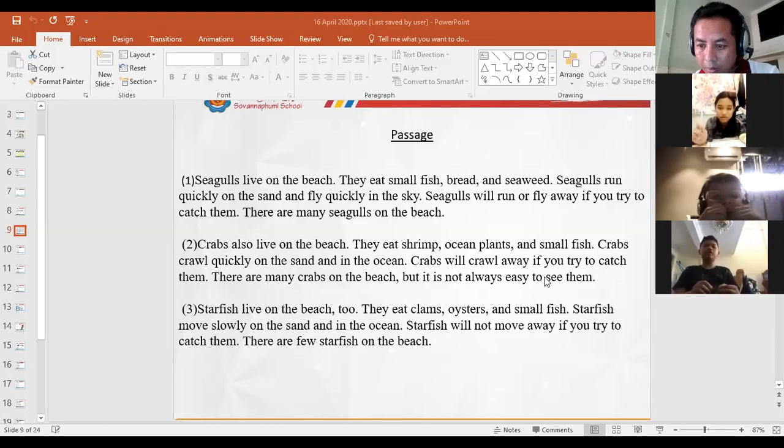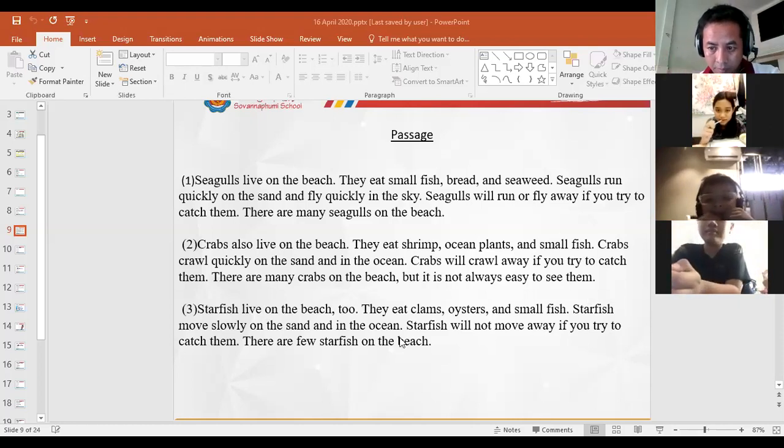Okay, on main, please start reading number 3 two times. Starfish live on the beach too. They eat clams, and small fish. Starfish move slowly on the sand and in the ocean. Starfish will not move away if you try to catch them. There are a few starfish on the beach.